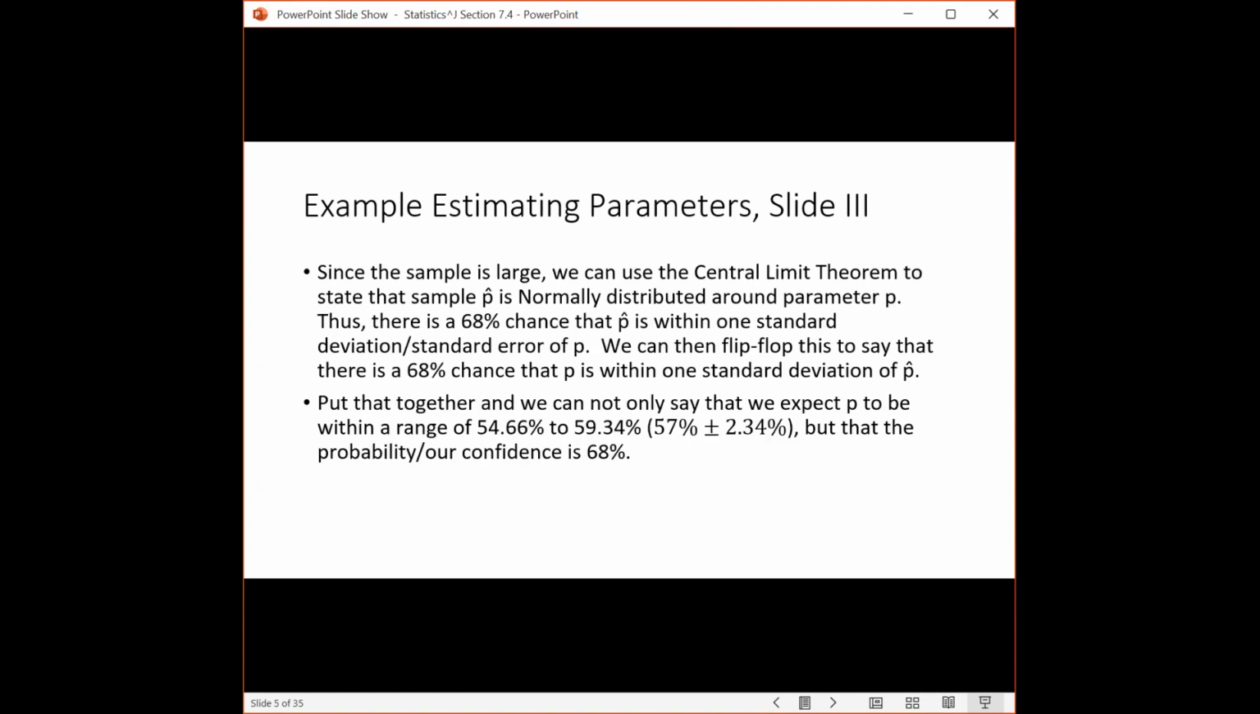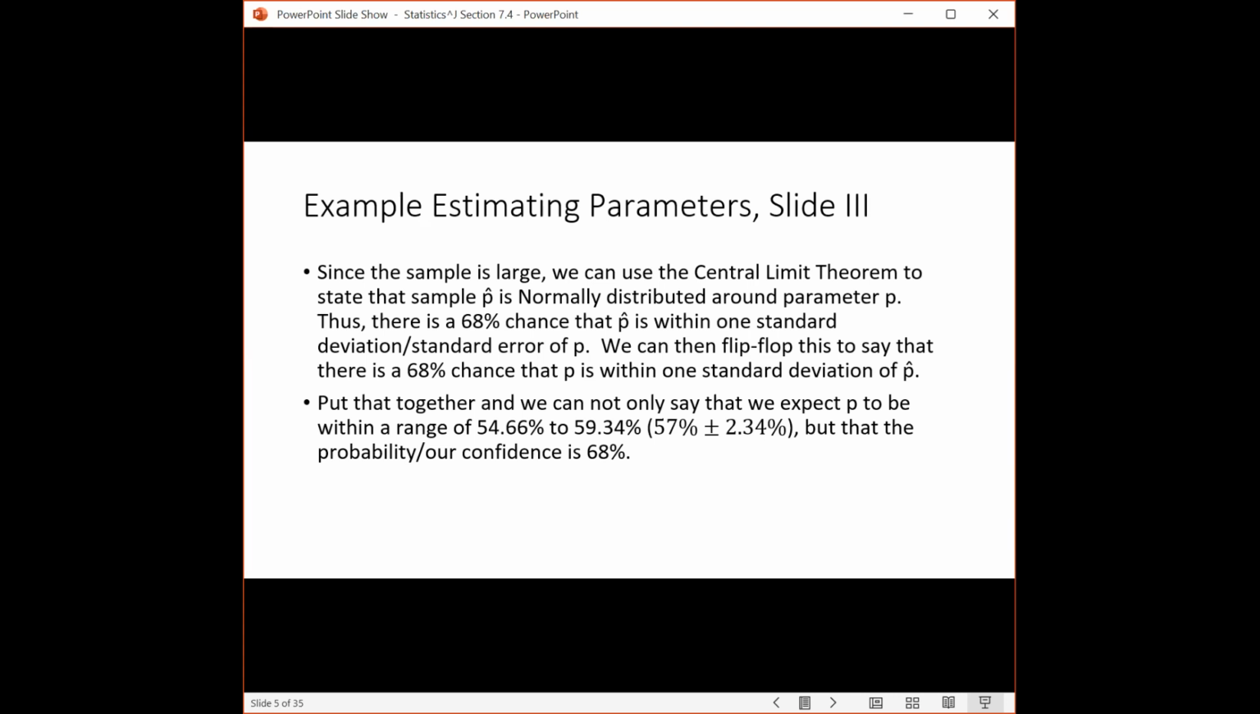Since the sample is large, we can use the central limit theorem to state that p hat is normally distributed around parameter p. This is the result from the last section. And what does that tell us? Since p hat is normally distributed around p, there is a 68% chance that p hat is going to be within one standard deviation of p. Now this is where the weird, different thing is going to happen.